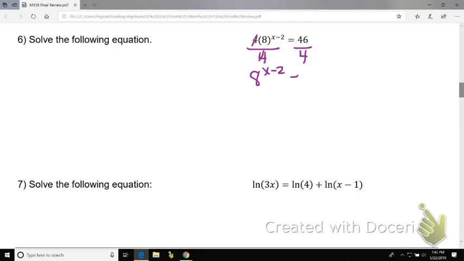Okay, so we have 8 to the power of x minus 2 equals, and I'm going to ask you to just leave that as a fraction. What is 46/4? Can it be reduced? Yeah, it can, because they're both even. Anytime you have two even numbers, I can just cut them in half. So this one would reduce to 23 halves. If you want to make a note, I'm just dividing both of those by 2.